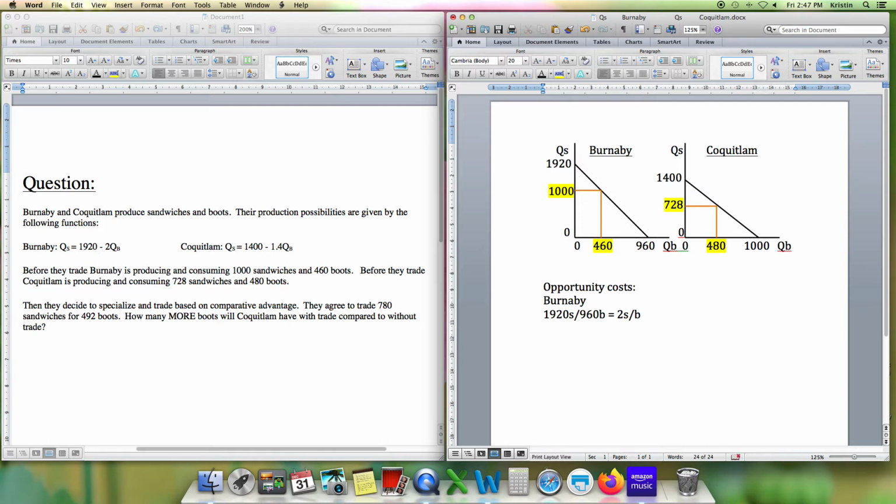Now we could go the other way. If they only want to make sandwiches, they could make a maximum of 1920, but they would have to make no boots, so they would give up 960 boots. They would give up 960 boots to get 1920 sandwiches, and that works out to 0.5 boots per sandwich. Now let's do Coquitlam.